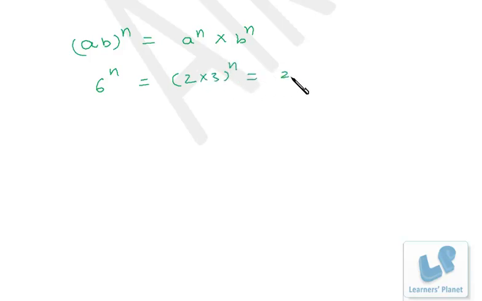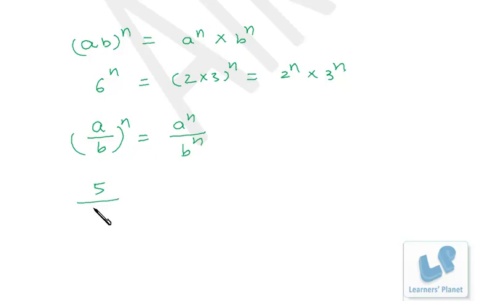Then the next is if we have two numbers raised to same power, the product of two numbers raised to same power can be written as a raised to n into b raised to n. Suppose we have 6 raised to n, it can be written as 2 into 3 raised to n, that is 2 raised to n into 3 raised to n. Similarly, a by b raised to n is a raised to n by b raised to n. Suppose we have 5 by 4 raised to 5, it will be 5 raised to 5 by 4 raised to 5.